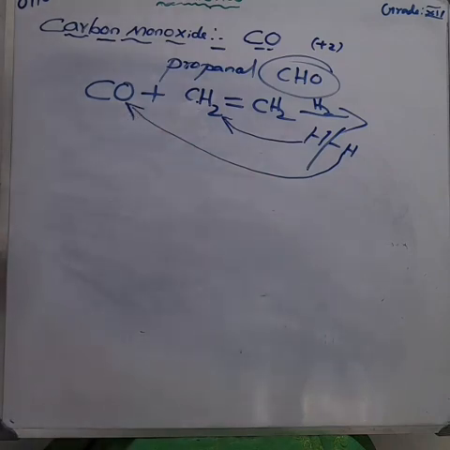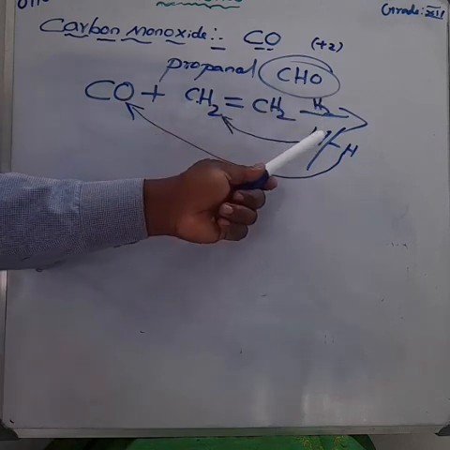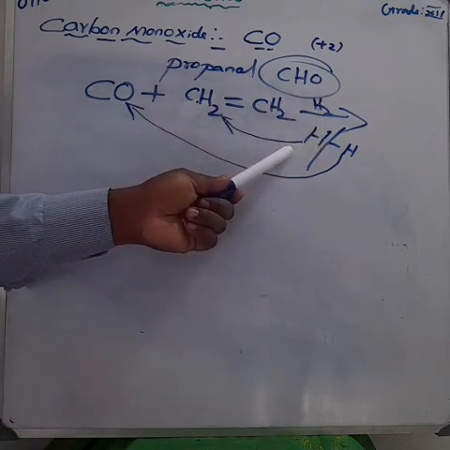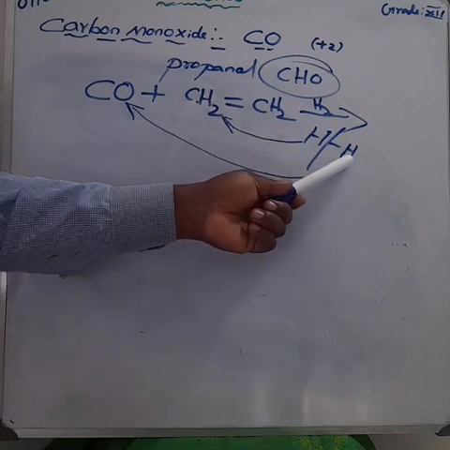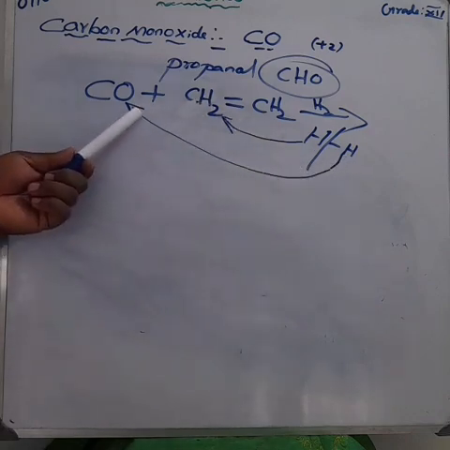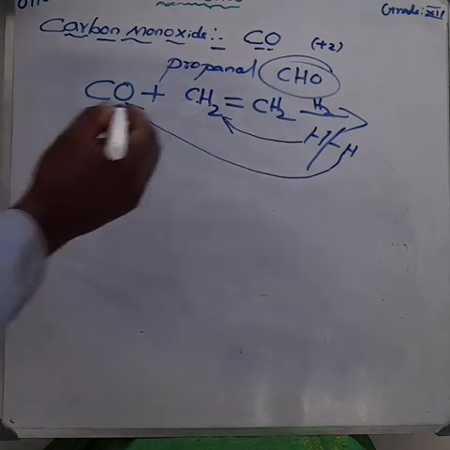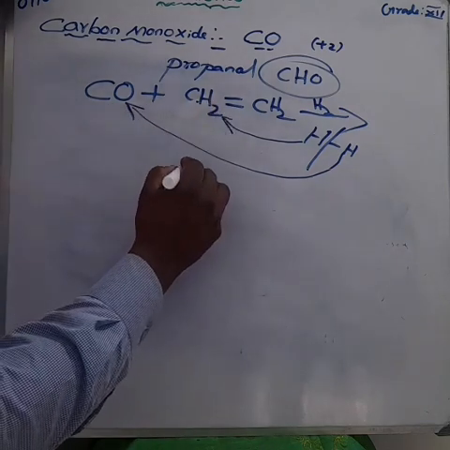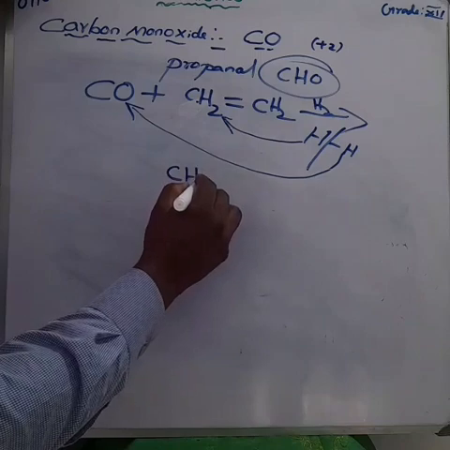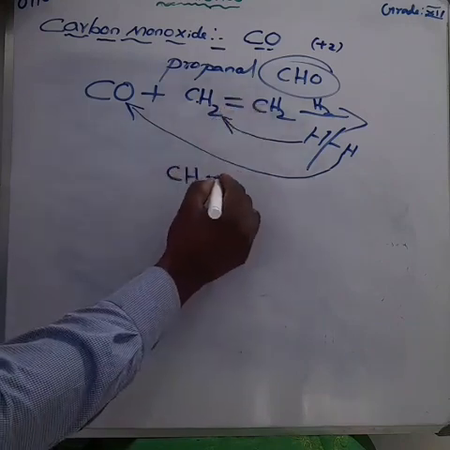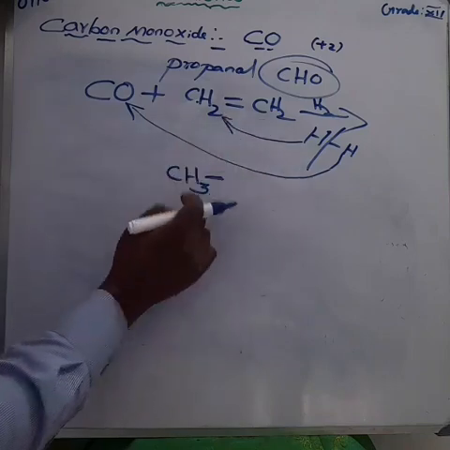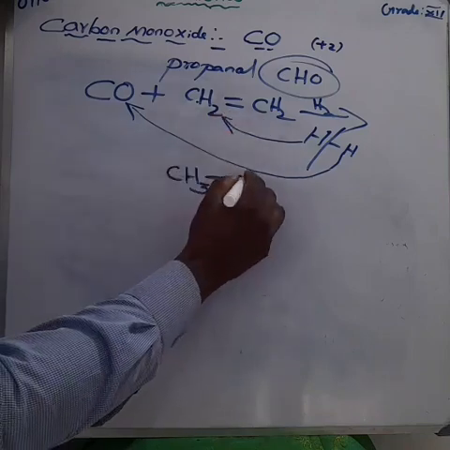Here H2 can be split up into one hydrogen atom attached to the CH2 group, and another hydrogen atom attached to the CO group. So what product is obtained? CH2, when we add one hydrogen, we get CH3, and the double bond is converted into a single bond, that is CH2, and we get CHO.